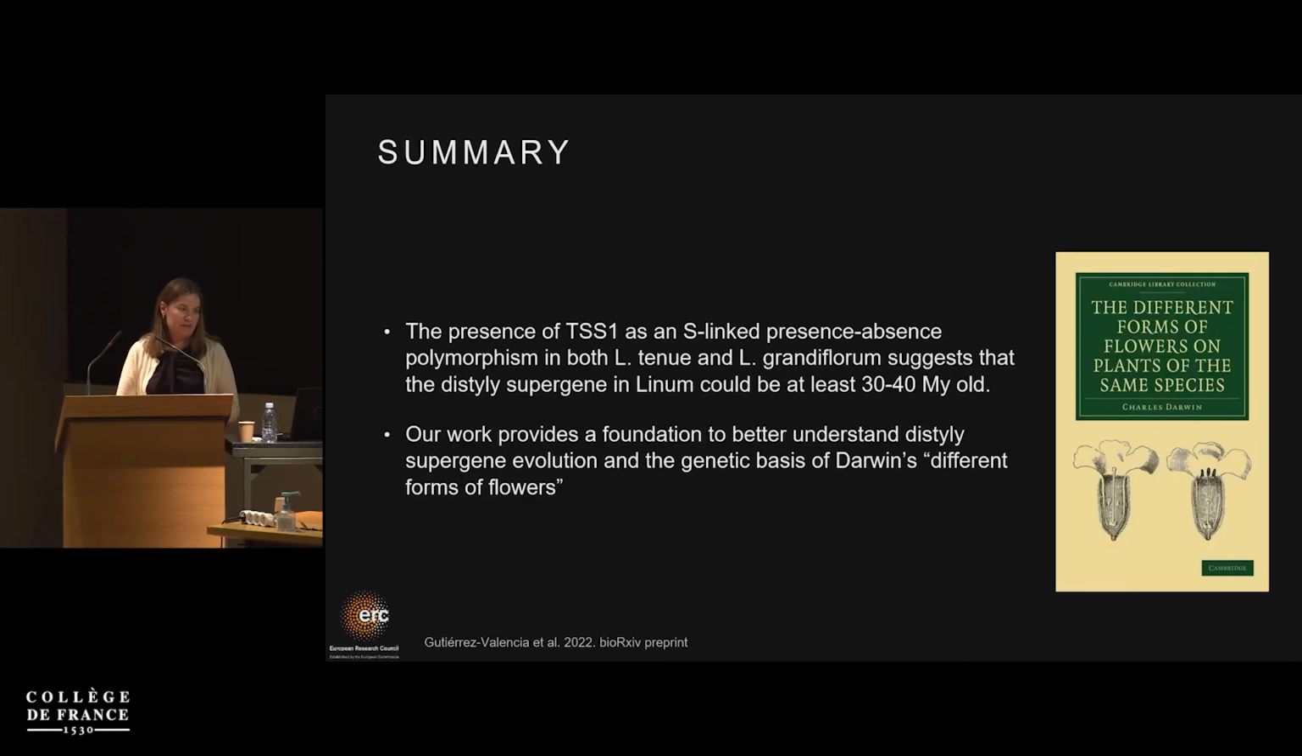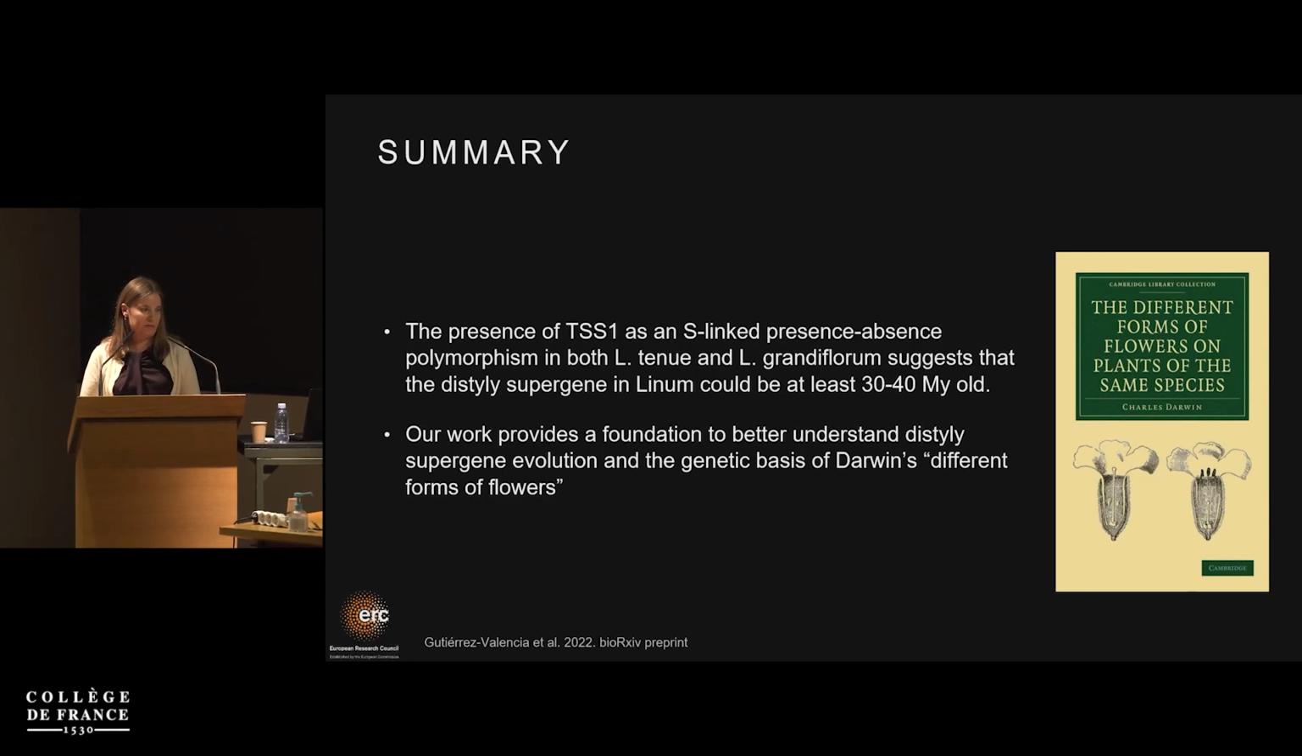The presence of TSS1 as an S-linked presence-absence polymorphism in tenue and grandiflorum suggests that this polymorphism could be quite old, but we need to revisit this using more data. And finally, this work improves the foundation to understand Distyly, supergene evolution, and the genetic basis of Darwin's different forms of flowers.